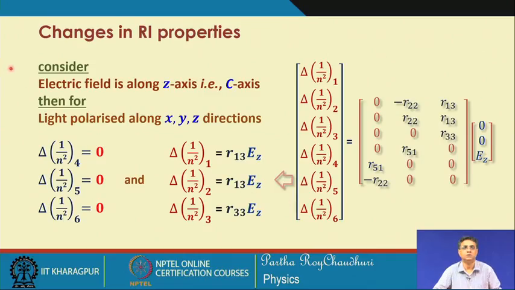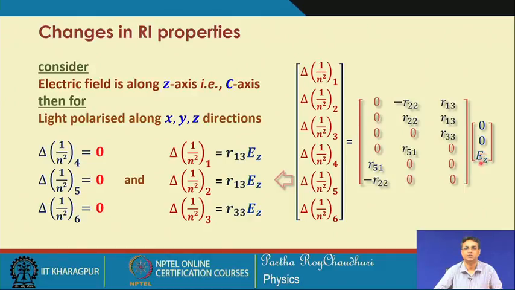Okay. So, now let us consider a very useful and very practical case. Consider that the electric field is along the z axis, that is along the crystalline axis. In that case, also consider that light could be polarized along any direction x, y or z. The polarization of the light is but the field is now fixed, that is, the electric field is applied along the z axis. So, it has only the E z component of the electric field.